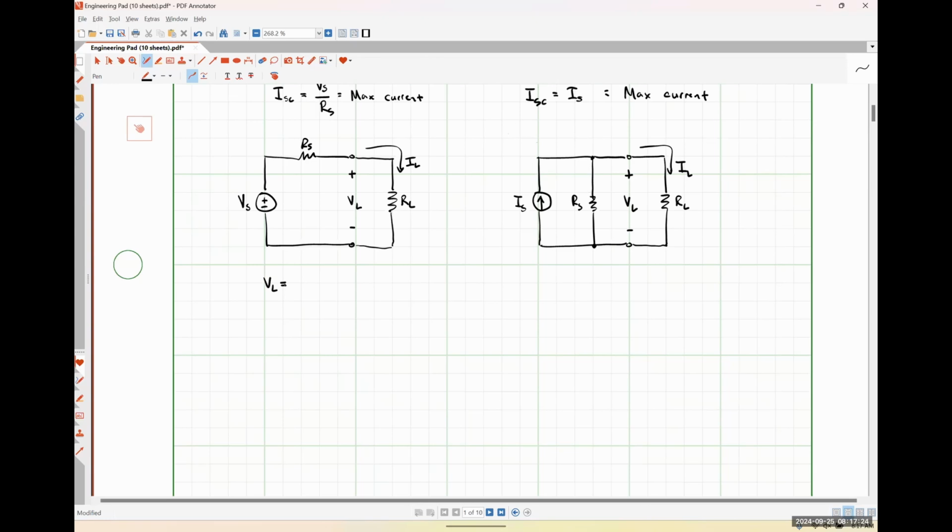So it could be IL times RL. I'm not discounting that by any stretch of the imagination, but I'm going to choose to express it using voltage division so that I'm not adding another unknown quantity in here, right? So if I applied voltage division to this circuit, I would have VS times RL over RS plus RL is my load voltage. Are we all okay with that simple application of voltage division?